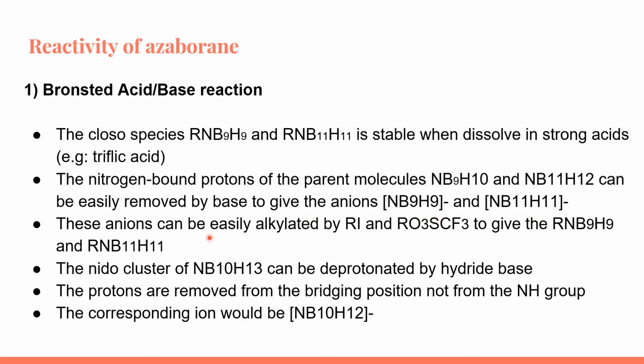This anion can be easily alkylated by RI, or we can choose, for example, a methyl iodide or methyl triflate compound, to give RNB9H9 and RNB11H11, which are the closo species of the azaboranes. And we also have the nido cluster of this azaborane, which is NB10H13, that can be deprotonated by a hydride base. Basically the protons are removed from the bridging position and not from the NH group. So the corresponding ion would be NB10H12 negative.